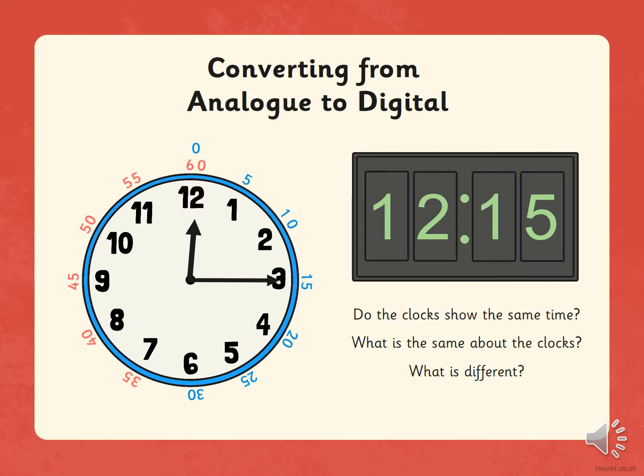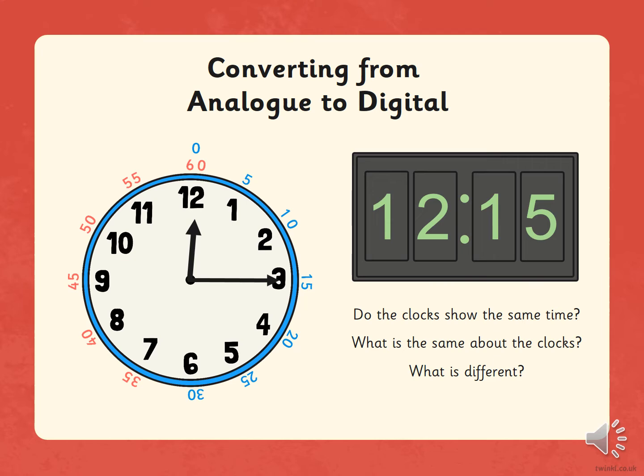Converting from analog to digital. Do the clocks show the same time? Well, let's have a look. The small hour hand on the round clock, the analog clock, is pointing to the 12. Let's look at the digital clock. The first number is a 12, so I would say they look the same. Let's look at the big minute hand. It is pointing to the 15. That means it's 15 minutes past. Let's look at the digital clock. It says 12:15. What is different about these clocks?